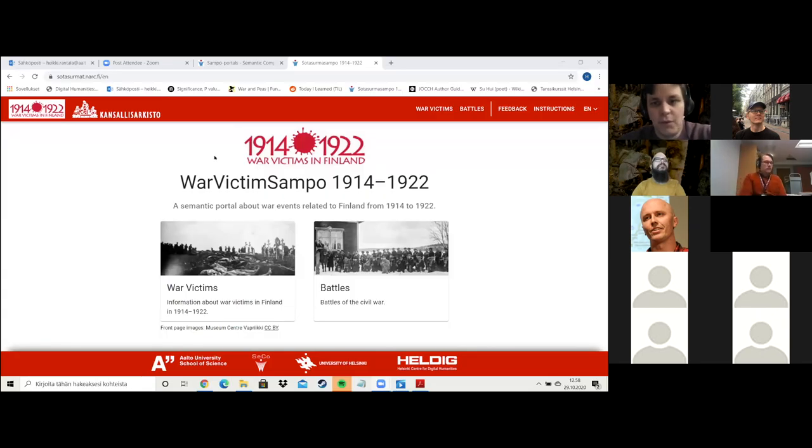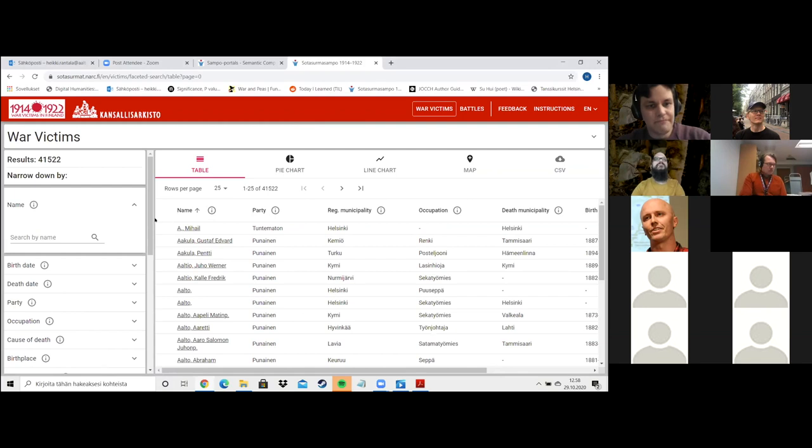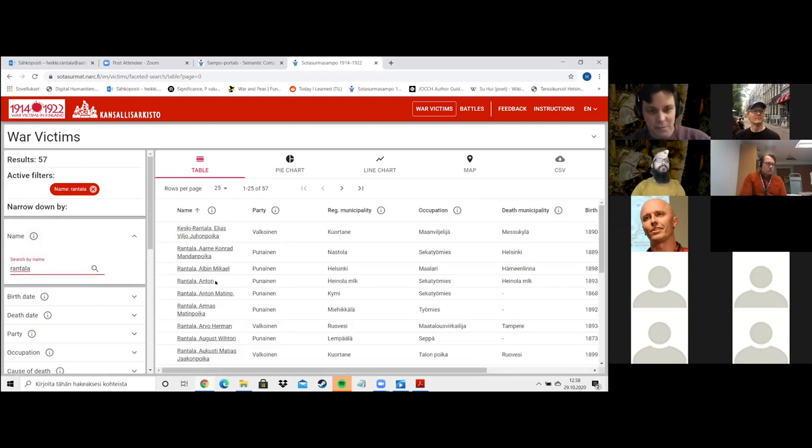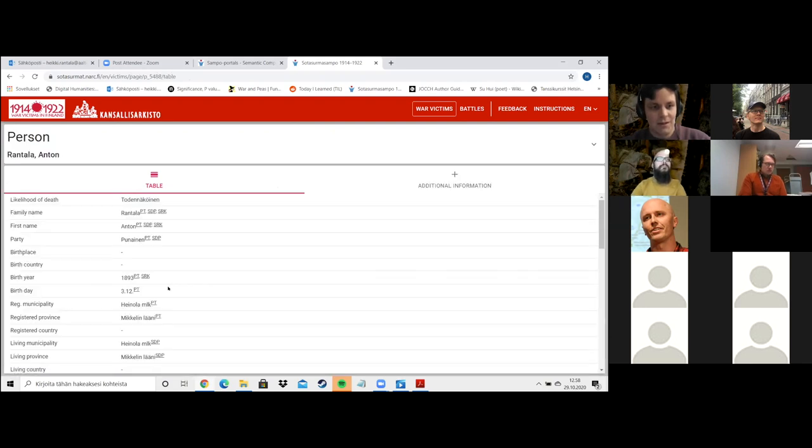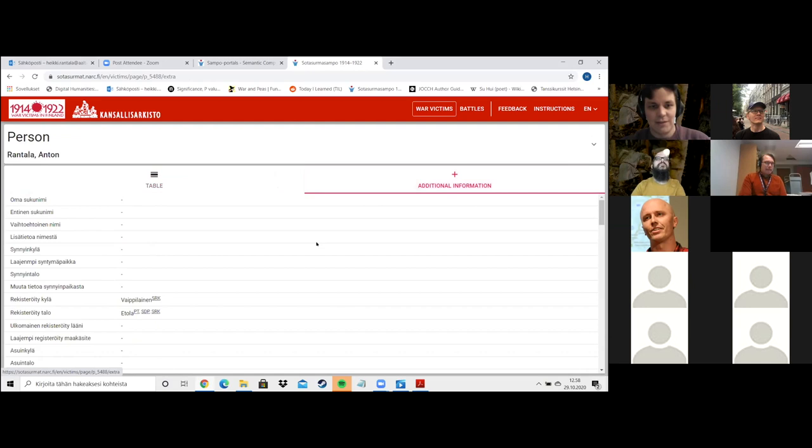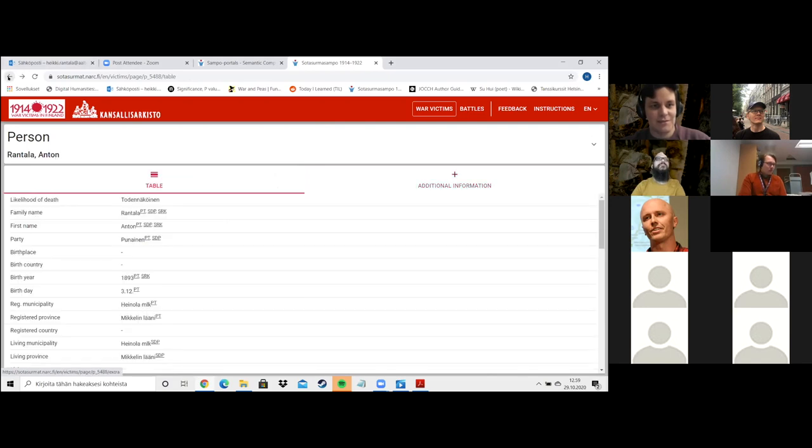So here you can see the front page of the war victim sample. And there are two views. There's the main view, which is the war victims database, basically, of 1914 to 1922. And there is a view for battles of the Finnish Civil War. Then looking at the war victims view, there are the search results here in the table, and there are over 40,000 victims. Typically, I might search my own name, Rantala, and then there would be, for example, Anton Rantala, who was someone from the red side of the Civil War and from Heinola. All of this additional data would have been invisible for some reason in the old application, the reason for which is a little bit unclear.